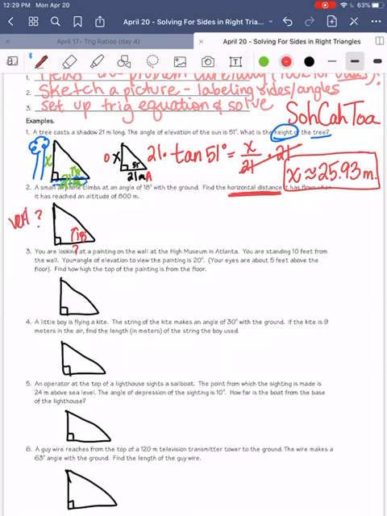Well, this is vertical, so that's not it. We're going to put the horizontal distance here. Find the horizontal distance, so that's our x, when it has reached an altitude of 800 meters. Altitude is another name for height, and height, remember, is always straight up and down. Okay, and now we can set up our trig equation.